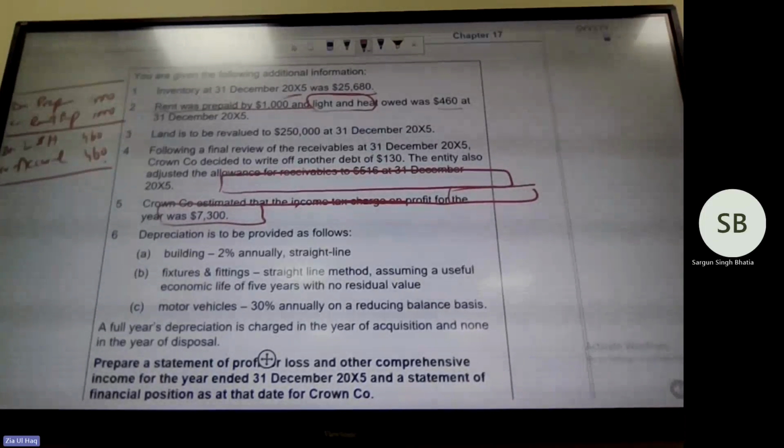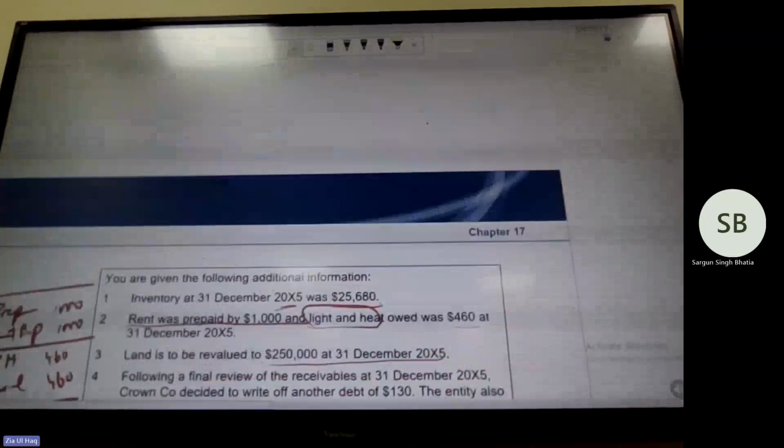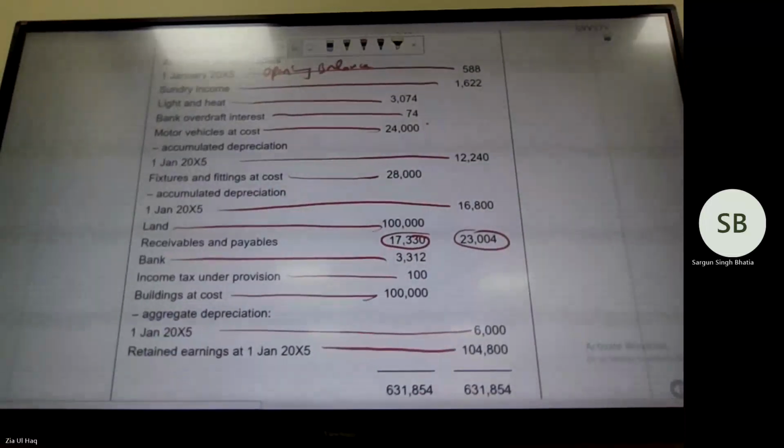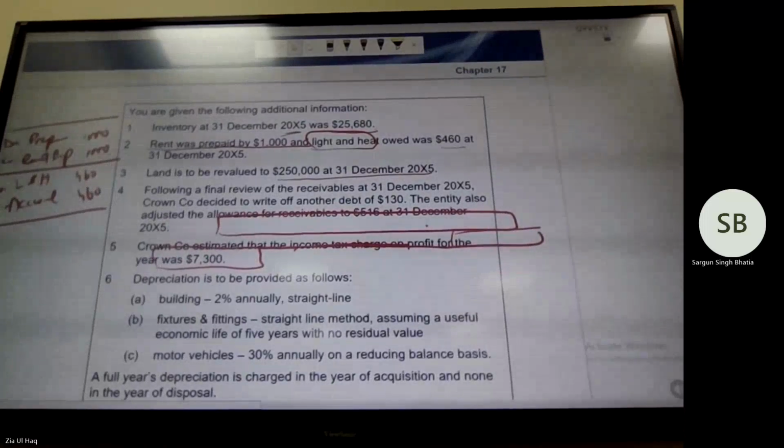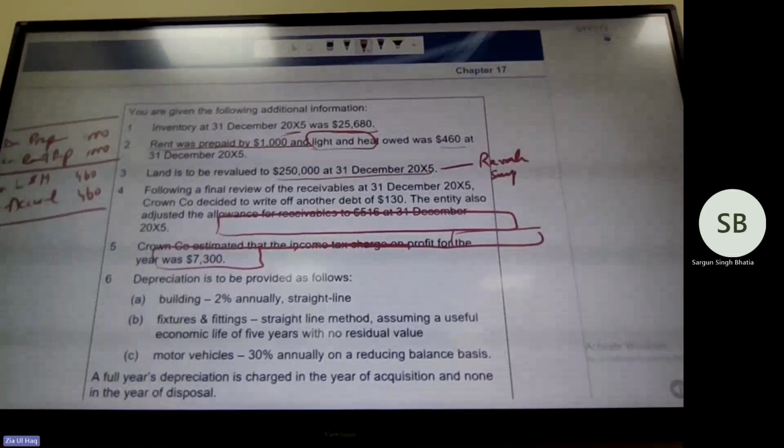Can you understand the two effects of each accounting entry? Yes, sir. Land is to be revalued to 250,000. What is the land figure in here? 100,000. This means in the balance sheet we need to record land at 250,000. What was the balance? 100,000. If the new amount is 250, what is the revaluation surplus? 150,000.